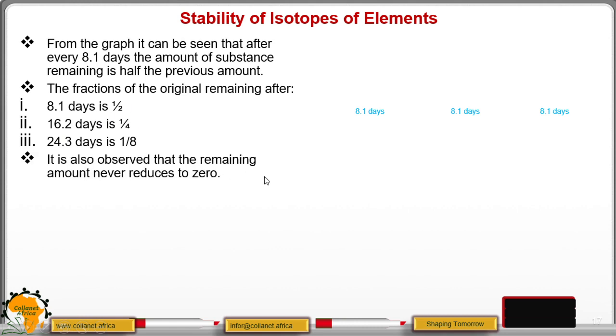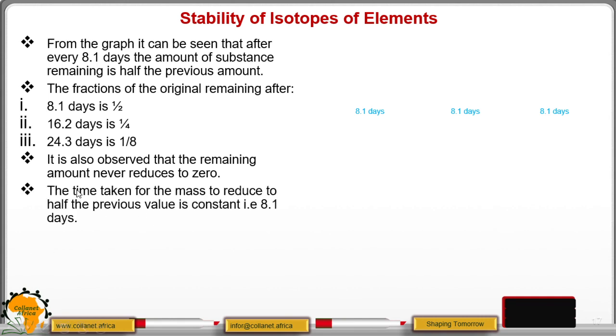It is also observed that the remaining amount never reduces to 0. Although it is approaching 0, if you look at our final value there at 48.6, it is 6.25. It is approaching 0, but it never reduces to 0. The time taken for the mass to reduce to half the previous value is constant, and in our case here, it is 8.1 days. We started from 400 grams, we went to 200 grams, and that took 8.1 days. From 200 to 100, again it took 8.1 days, and the process continued.